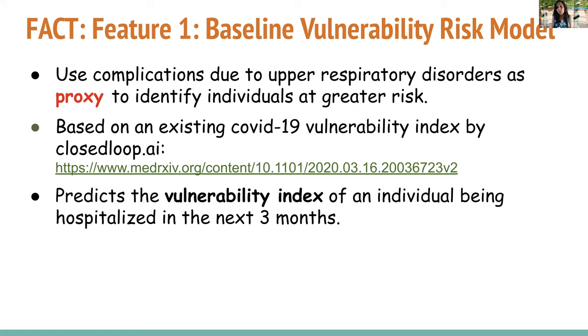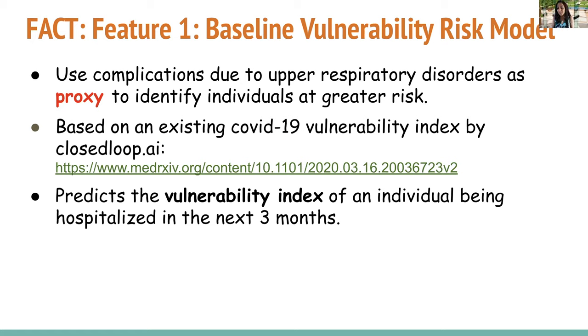We're actually working with a startup called closedloop.ai. This is a company that works in the healthcare space. They have a lot of Medicare and Medicaid data, and their goal was to see if they could come up with a baseline risk. So how do you do that when you don't have COVID positive infection data? They used hospitalization based on having upper respiratory infections. You know, the rate of hospitalization: you collect a year of data, in the next 3 months, are you hospitalized?